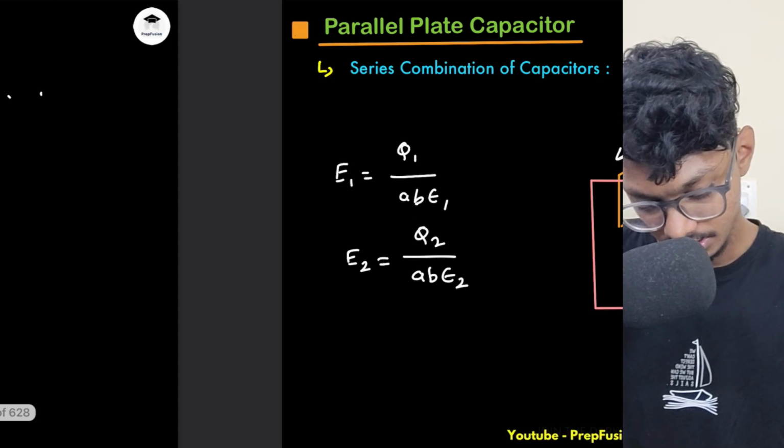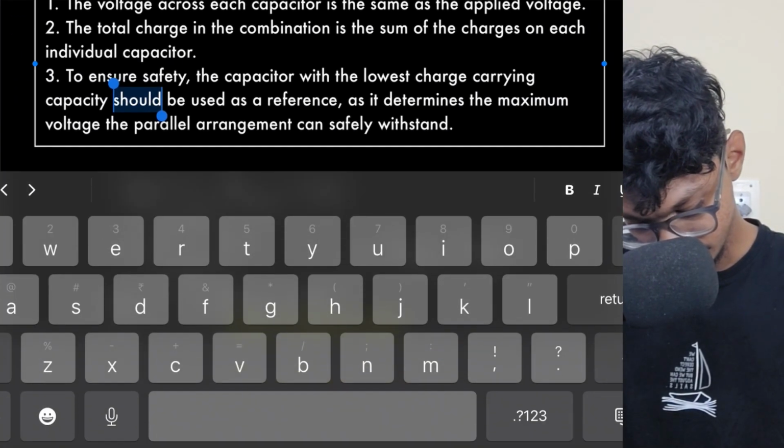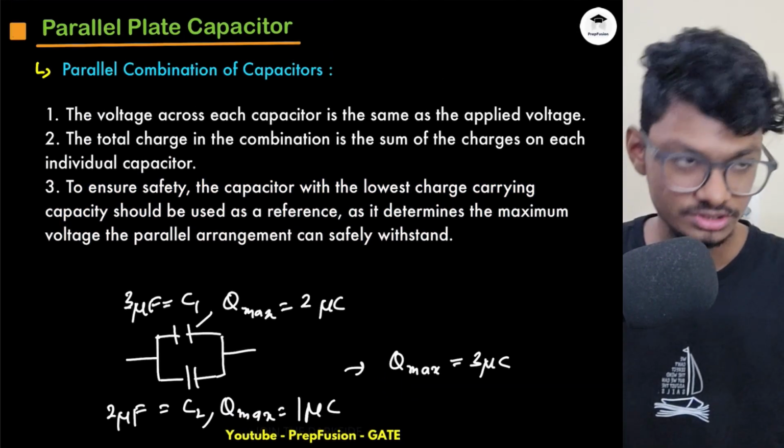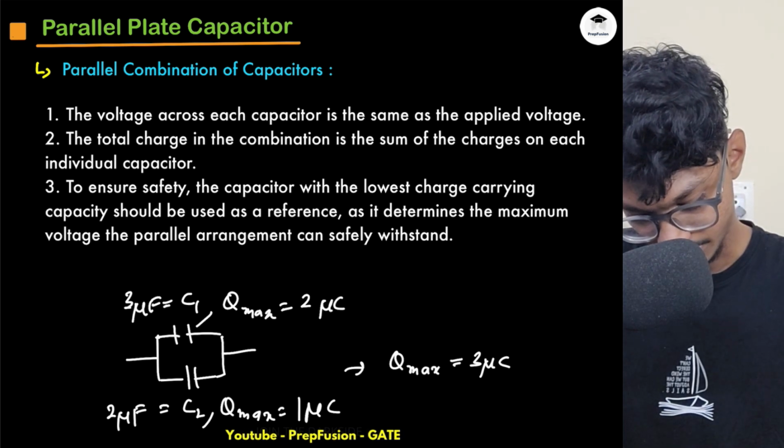But here, something is wrong. I will just rewrite this statement. I will just check once. Okay, this statement is not completely true. Lowest potential maximum, as it determines the maximum potential.